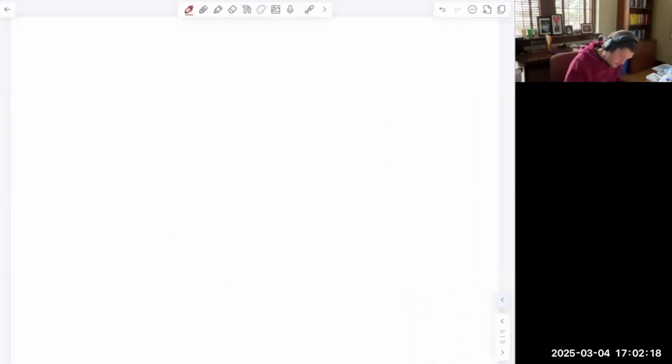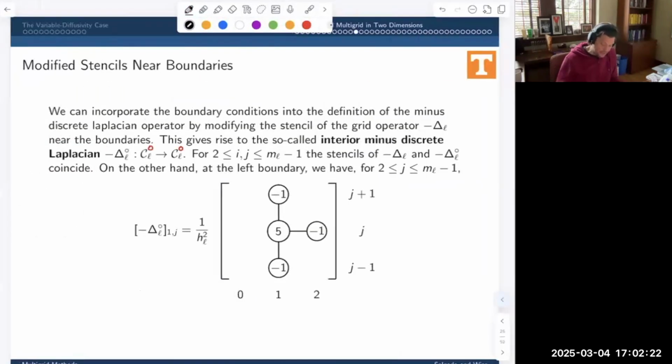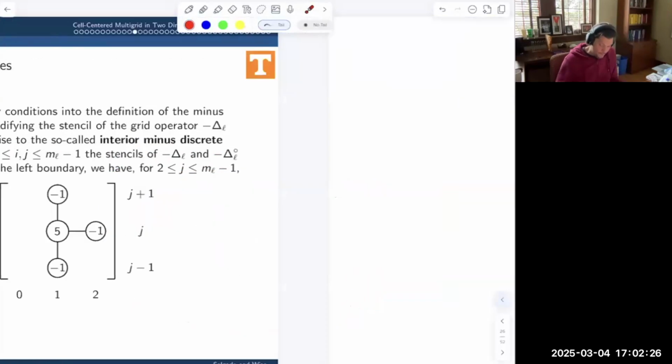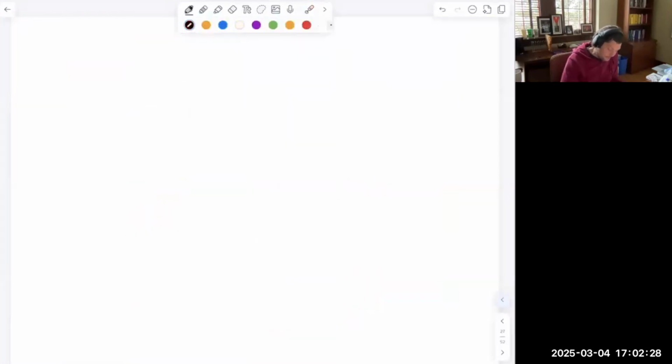So where did this stencil come from? That's what I want to explain right now. Well, we're working near the left boundary.